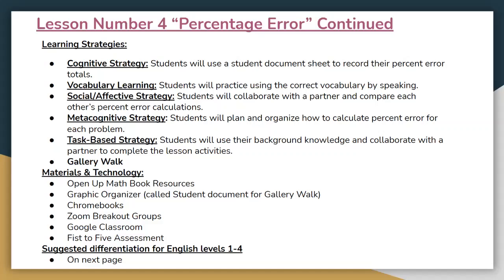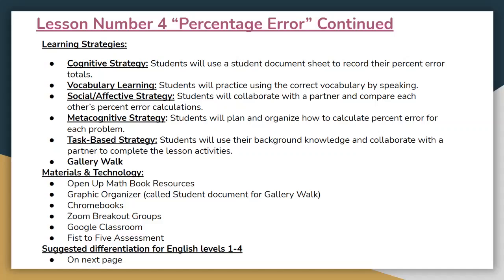The lesson activity is a gallery walk where students are going to be required to go to different galleries where there's going to be a different percent error problem displayed, and they're going to be working with a partner to solve this percent error problem. Typically, we'd be able to do this in person in the classroom, but due to us working from home, we adapted the gallery walk strategy to an online format.